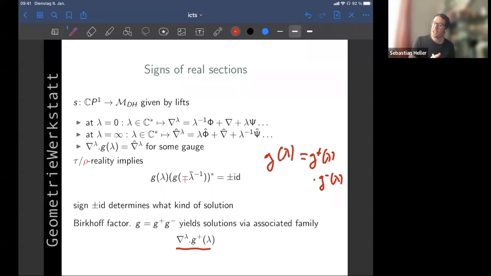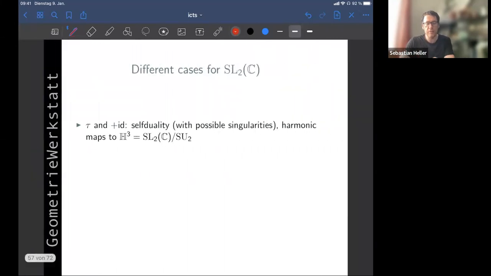But if this factorization doesn't work globally on your Riemann surface, then you usually get singular solutions. And this gives you the following cases, at least in the SL2C case. So we have a twistor complex anti-holomorphic structure tau, and we have a plus sign. And then we get harmonic maps to H3 or solutions of the self-duality equations, but they might have singularities, exactly where the factorization doesn't work.